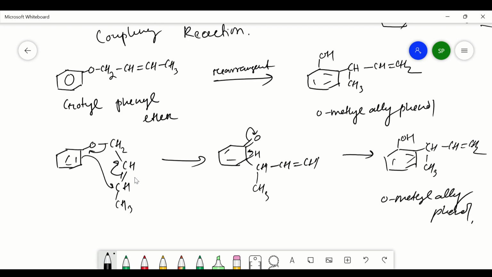Okay. So with this Claisen rearrangement reaction, we finish up the phenol topic. Next we will move to ethanol.